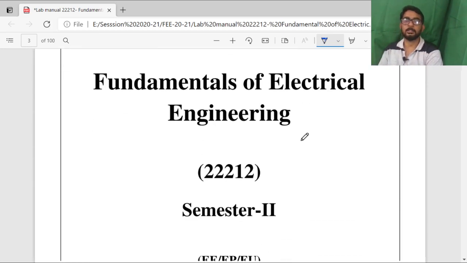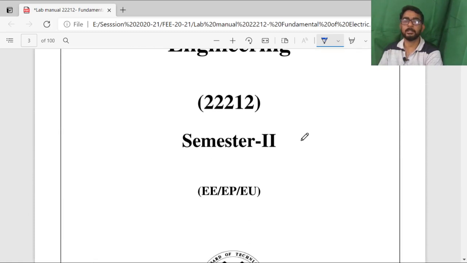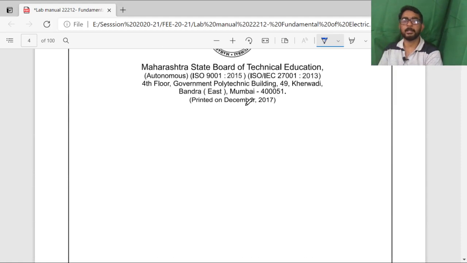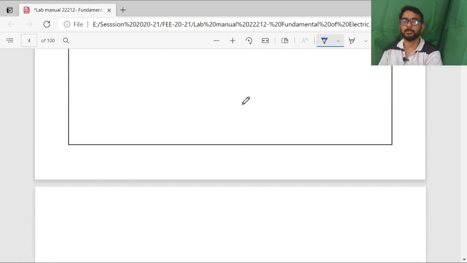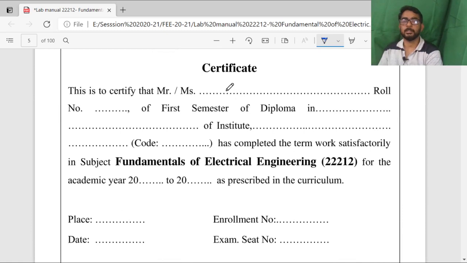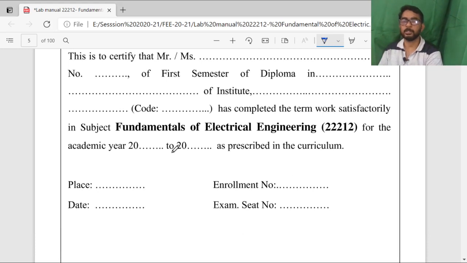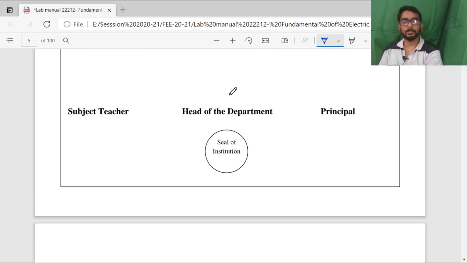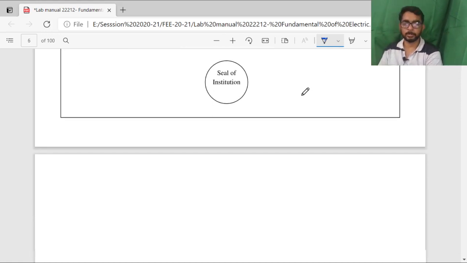This is the certificate. These are the details. This course code is 22212. This is the address of MSBT where this manual is printed. This is the certificate. All students have to write their name, then roll number, and the diploma institute and code, and write their session also. After completing this manual, the student will take the signature of the subject teacher, the head and the principal.